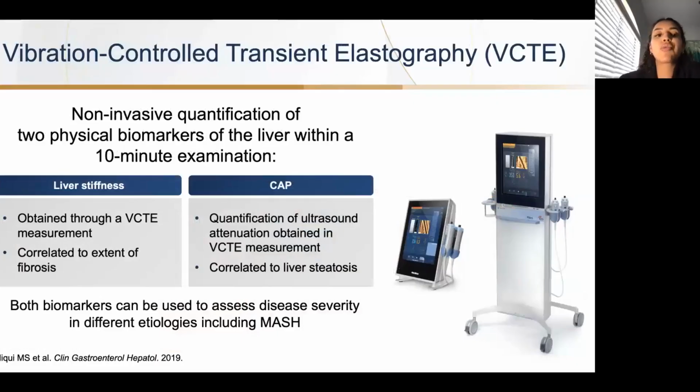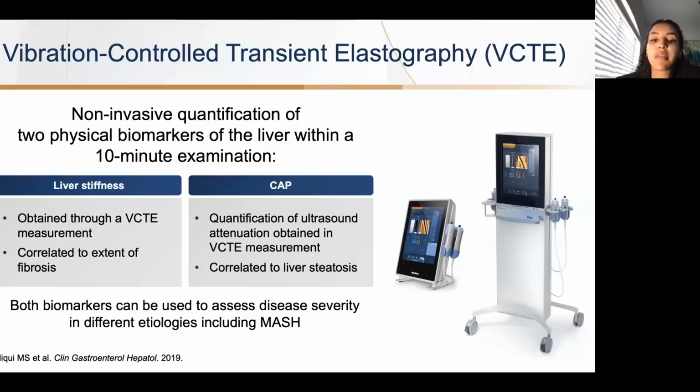So when we talk about vibration-controlled transient elastography, the test that we have within our clinic is our FibroScan that uses this technology. It's a non-invasive way to measure liver stiffness, and it quantifies 2 different measurements within the liver. Number 1, it can quantify liver stiffness. So again, it tells us how stiff the liver is, and it can tell us about fibrosis within the liver.